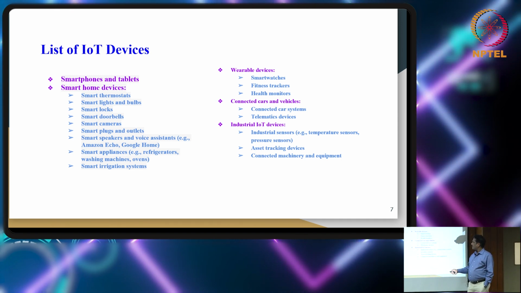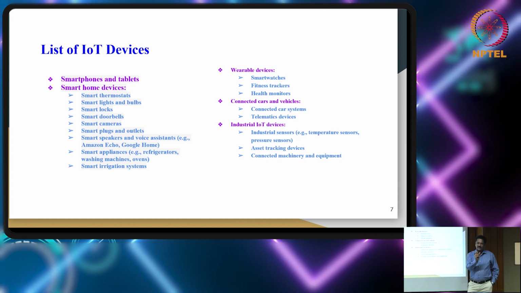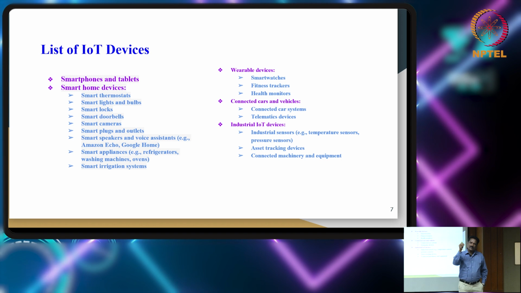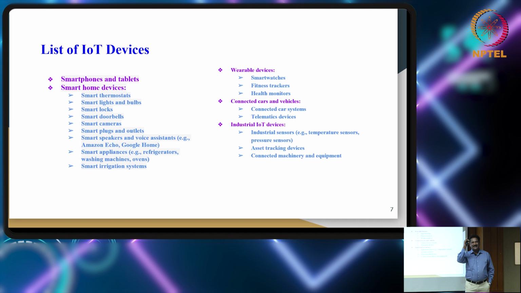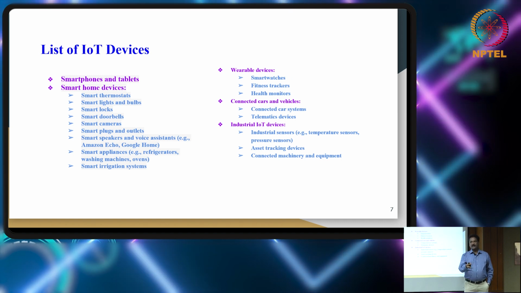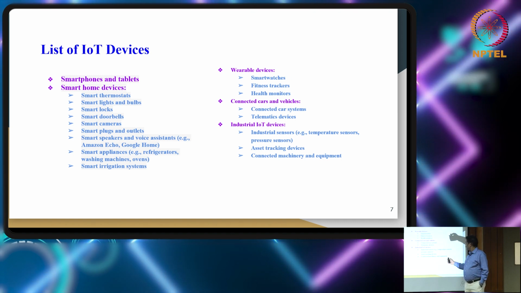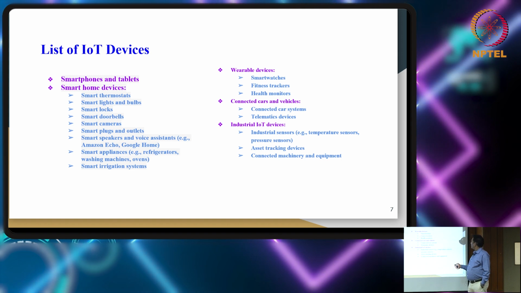Let's see some examples. Smart speakers and voice assistants, for example Amazon Echo and Google Home, and then the familiar one, Alexa, right? And smart appliances like refrigerator, washing machine, oven, and smart irrigation systems. All are having a small chip. The chip is nothing but something like an embedded system. Some software will be written into the chip by design, and it will work for the particular constraints based on your requirement, right?